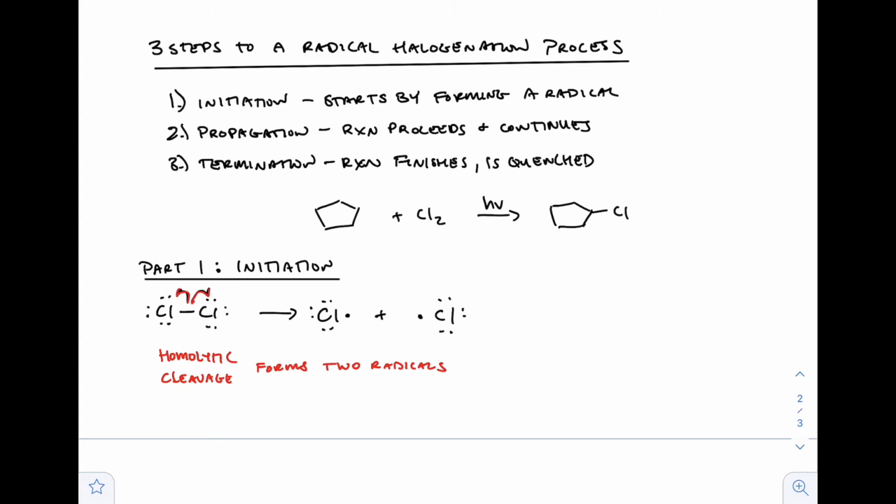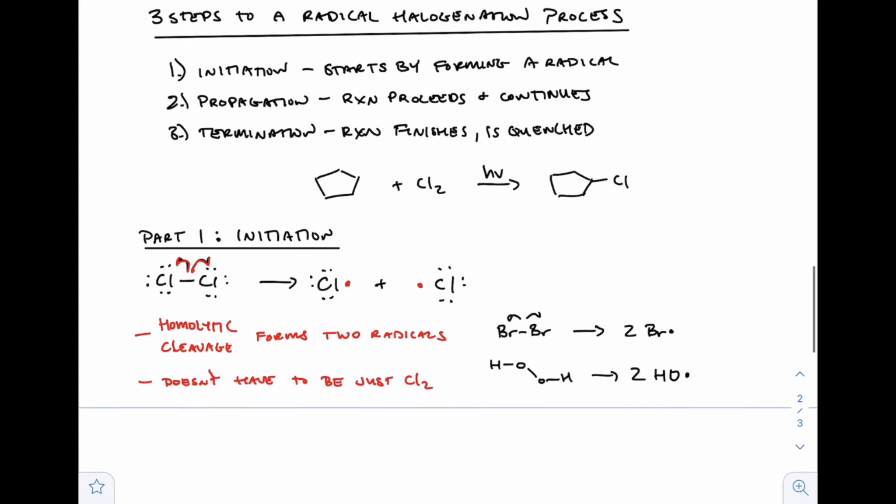So I'll give you a couple other examples of some common radical initiators. There's definitely more than just this, but I'll introduce these ones because they're in the chapter. So it doesn't have to be just chlorine or just bromine or whatever, right? It could be a bunch of other things, but here's the bromine example right here, right? We form two Br dots. We have seen hydrogen peroxide, for example, where we've got two HO dots.